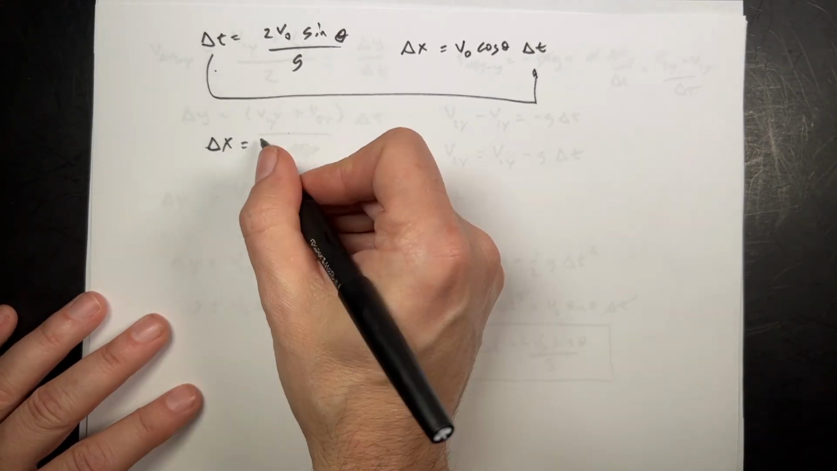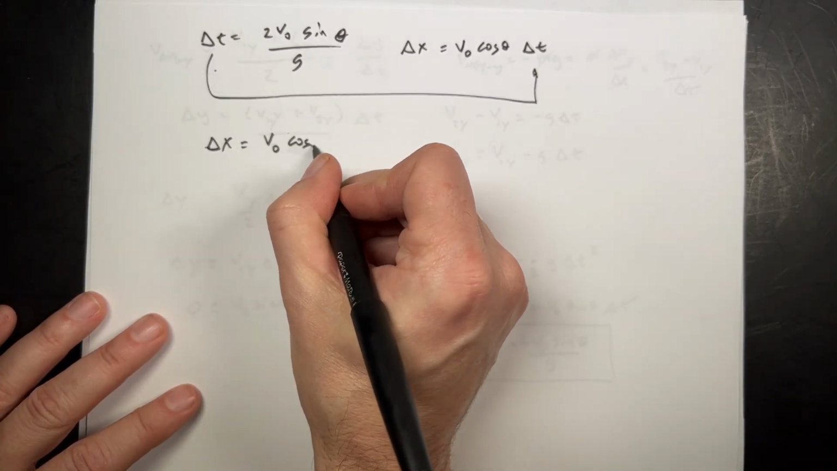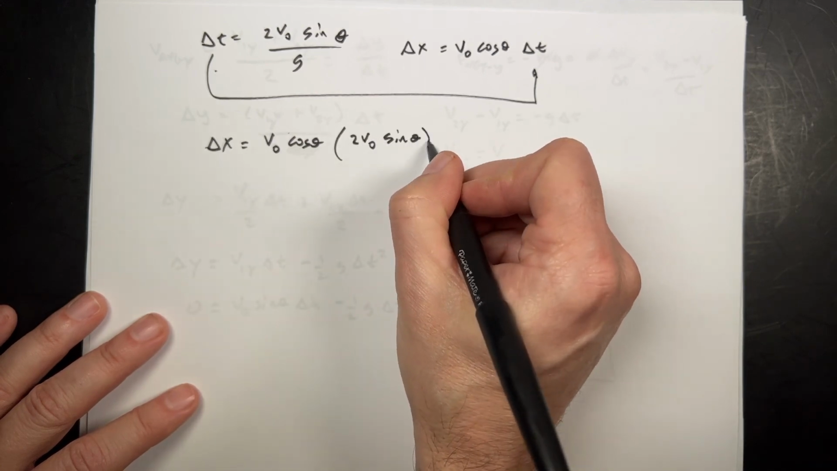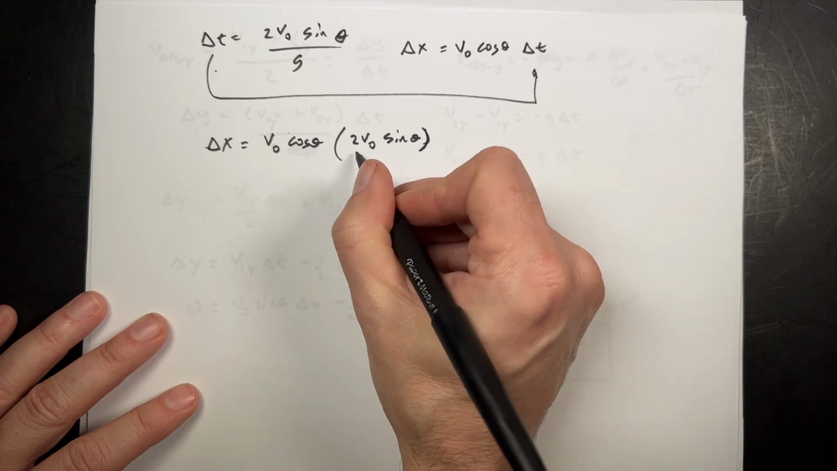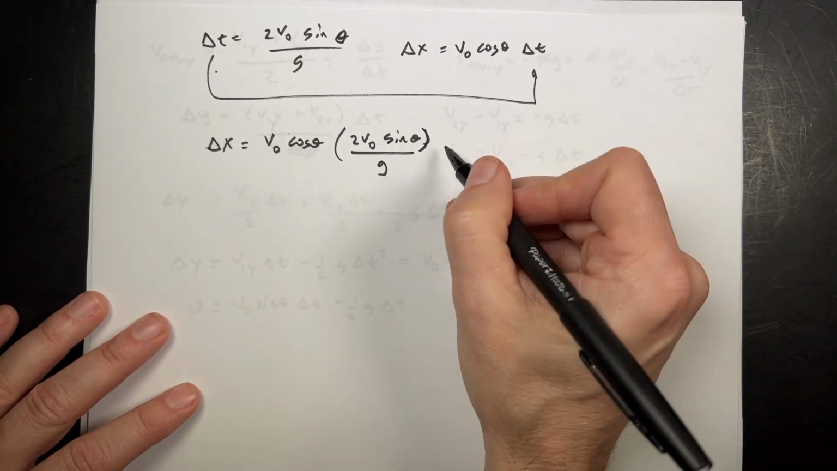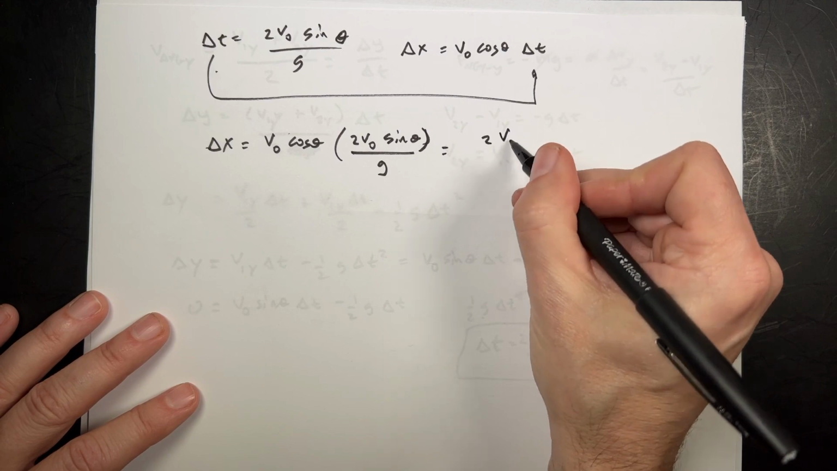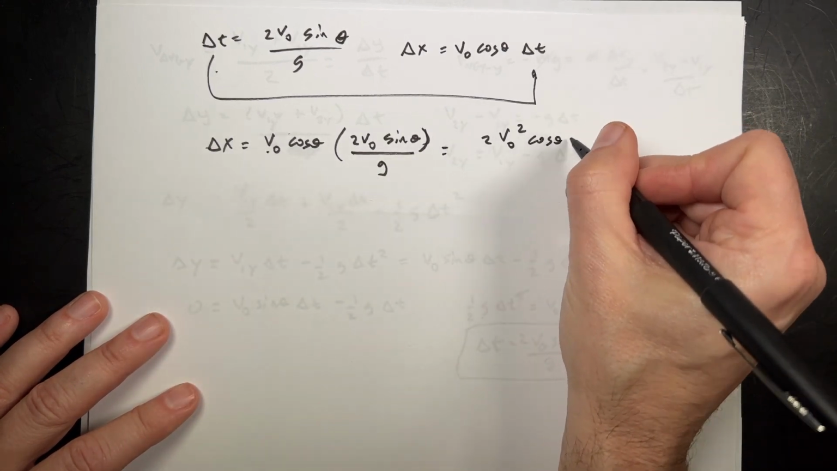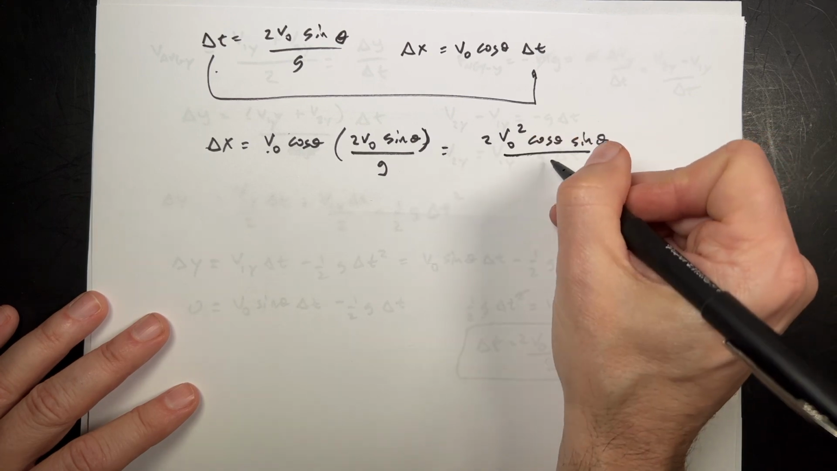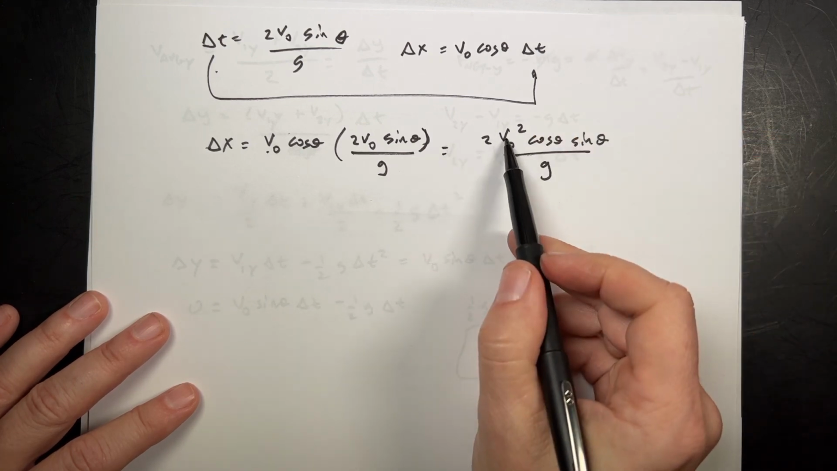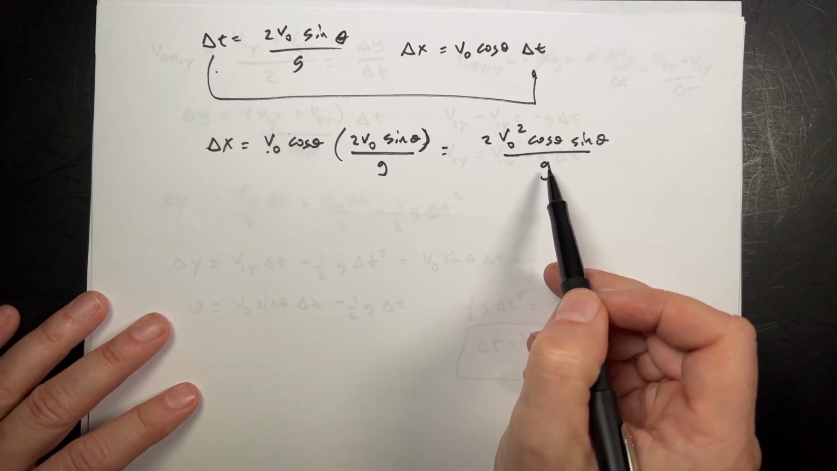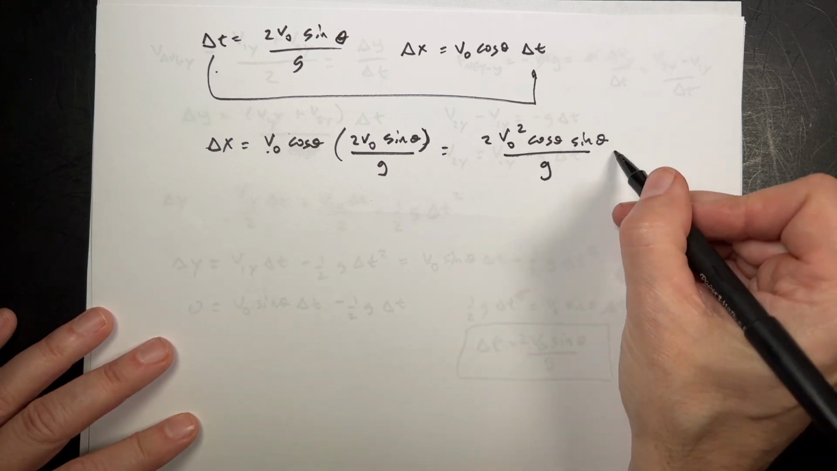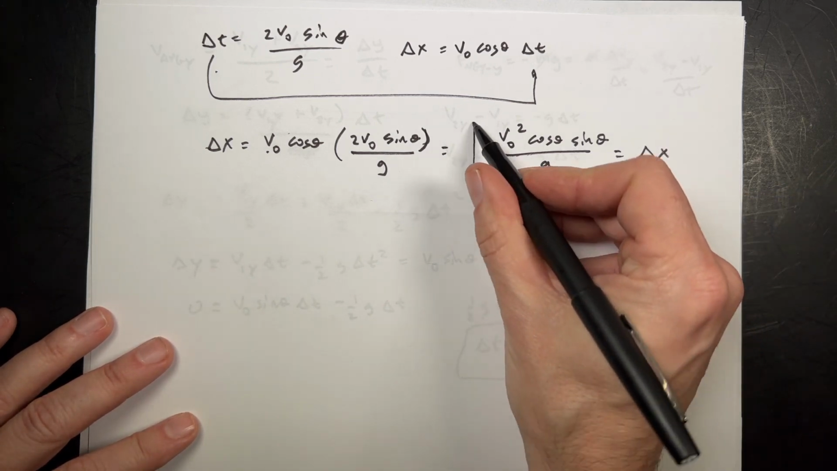How far did it go? Delta x equals v0 cosine theta times 2 v0 sine theta over g. Let's simplify that as 2 v0 squared times cosine theta times sine theta, all of that over g. And again, this is going to be meters squared per second squared divided by meters per second squared, so I get meters. That's good. And this is a dangerous equation, but it's important.